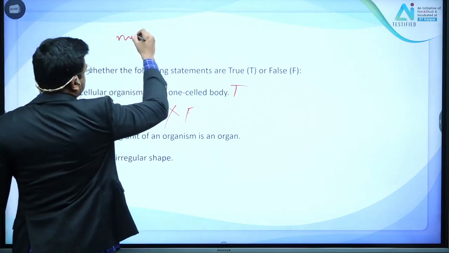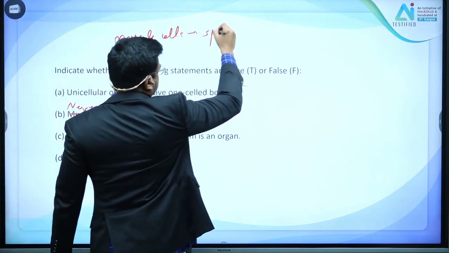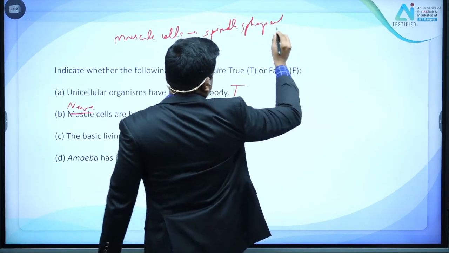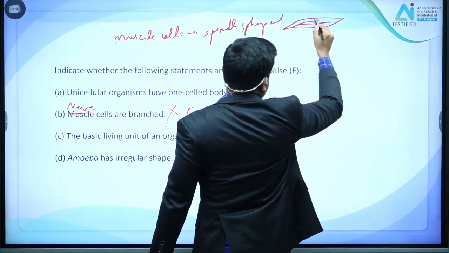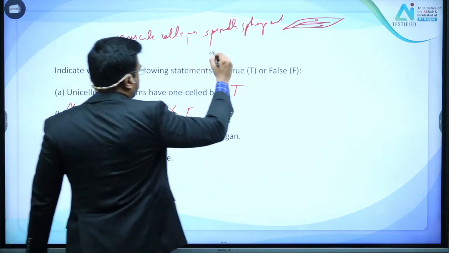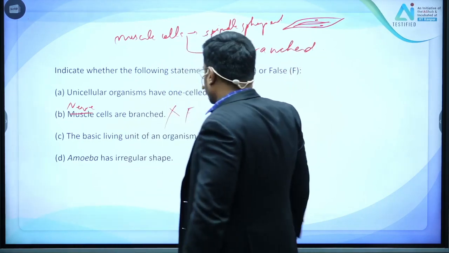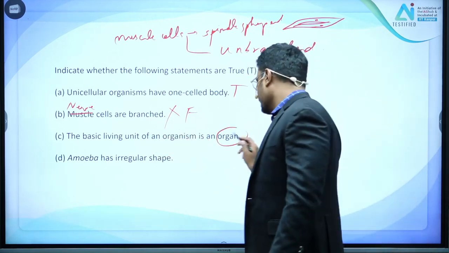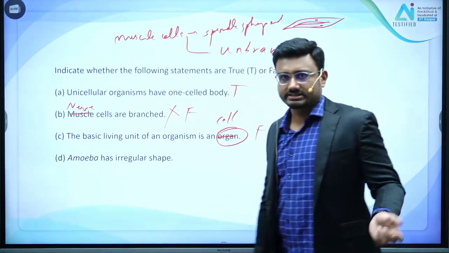Whereas muscle cells are spindle shaped. They are shaped like this, pointed at both ends. So muscle cells are like this. They are not branched, they are unbranched. So this statement becomes false. The basic unit of an organism is an organ. This is false because we know that the basic unit of a living organism is the cell.